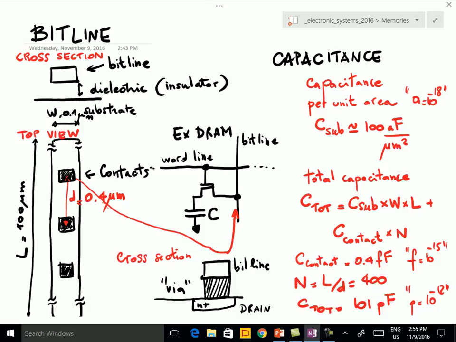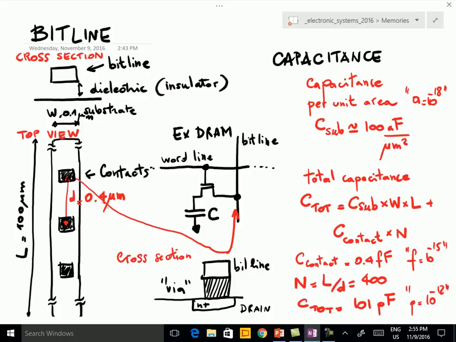Okay, so the important thing to keep in mind of this image is that we have a way that allows us to compute the capacitance of the bit line, that this capacitance is proportional to the number of word lines which cross the bit line, and that this capacitance is large. 100 picofarad in an integrated circuit is a large capacitance.